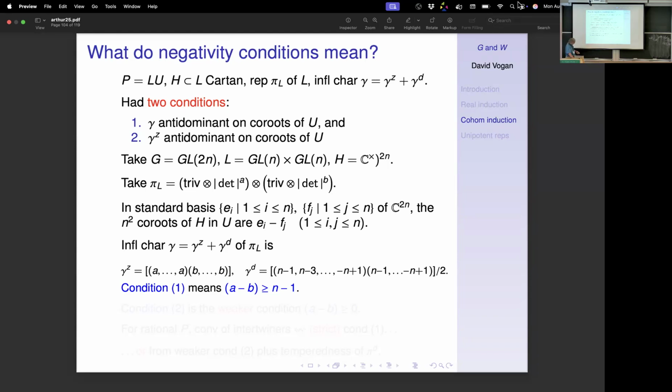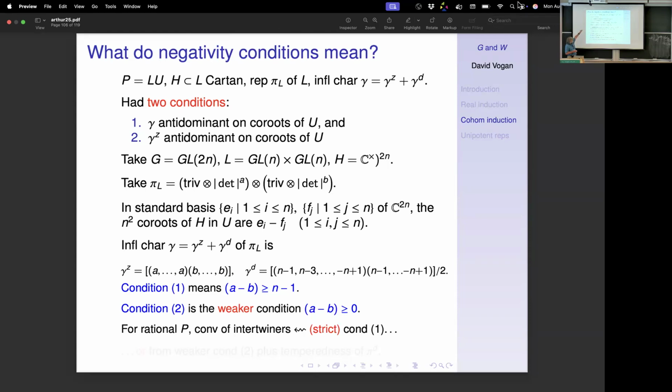And condition 2, dominance of the co-roots just on the center, that's very easy. It's A minus B greater than or equal to 0. So condition 2 is weaker. And there's nothing special about this case. Condition 2 is always weaker, independent of what you have for pi L.